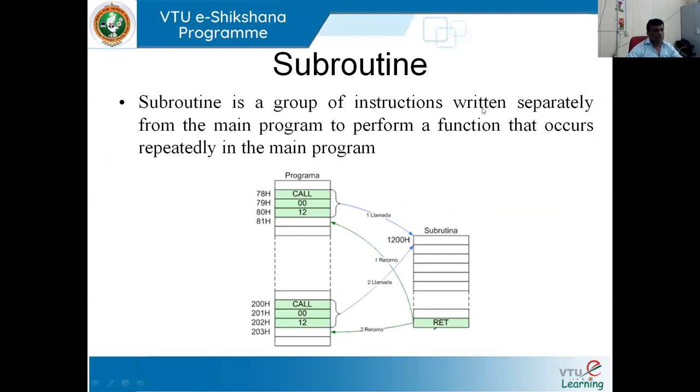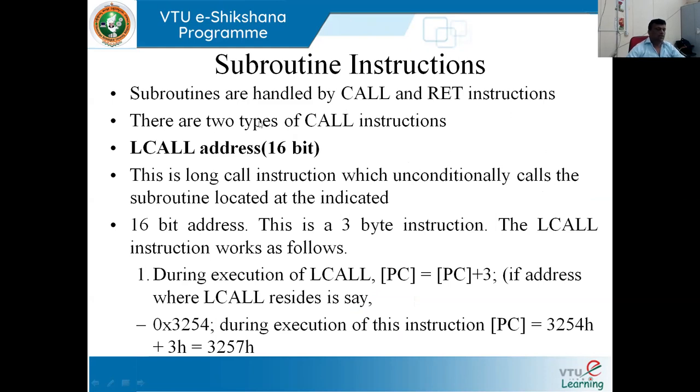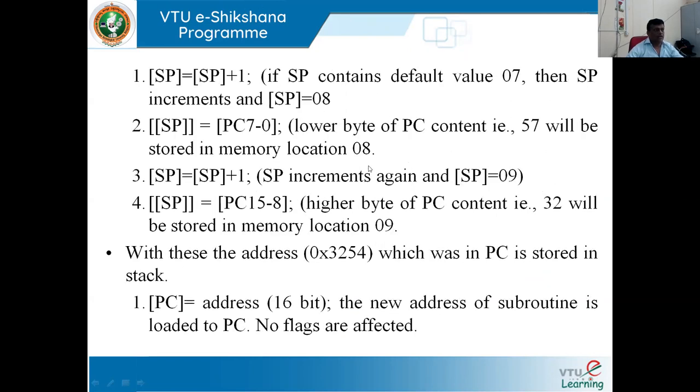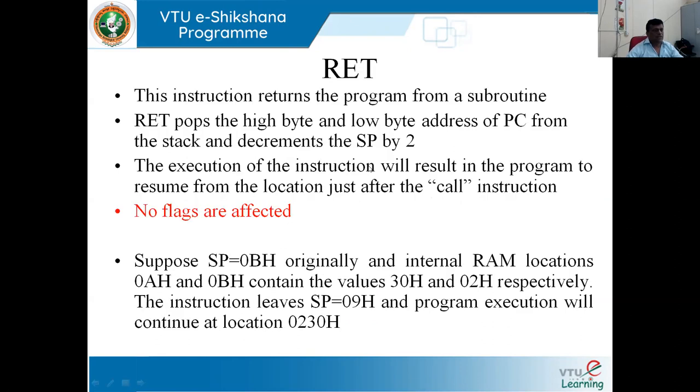Then we have discussed what is meant by subroutine, and how they operate. Whenever there is a call instruction from the main program, we will jump to the subroutine, do the execution here, and once executions are done, come back to the main program using the return instruction. The instructions which are used in the subroutine are call instructions. There are two types of call instruction, long call and absolute call. This we have discussed. And then return is the instruction by which we can come back to the main program. Please keep in mind that in case of all these instructions, no flags are affected.